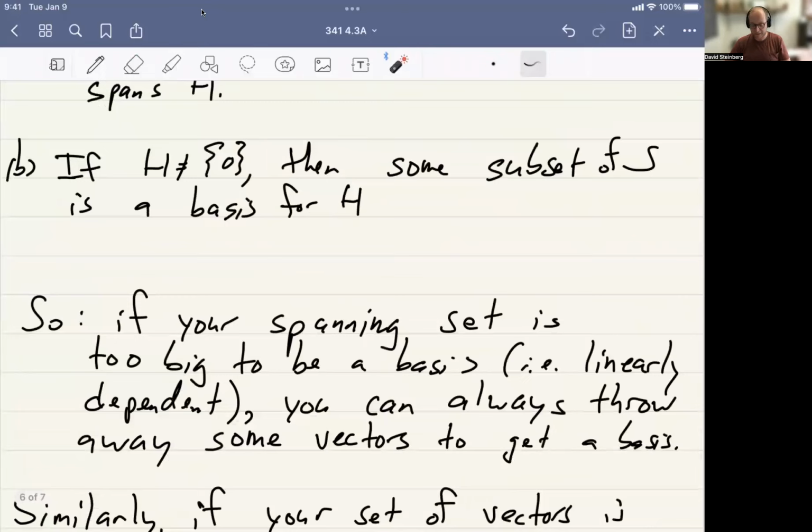If your spanning set is too big to be a basis, i.e. there is some linear dependence, that means that some vector is a linear combination of the others. Then you can toss it out and toss it out and toss it out until what you get down to still spans and now is also linearly independent.